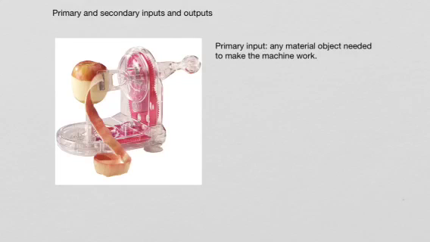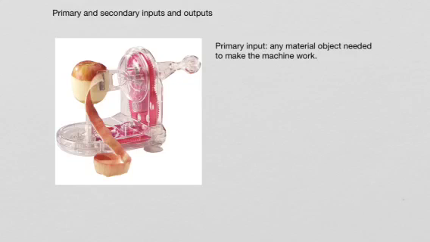So when we're talking about primary inputs, primary means the first thing that any machine needs in order for it to work, and that is some kind of material substance. In the case of the apple peeler that you see here, the apple peeler needs what in order for it to actually work? It's designed to peel apples.